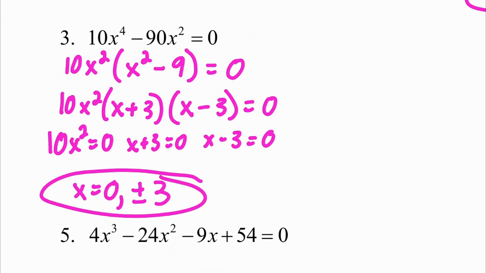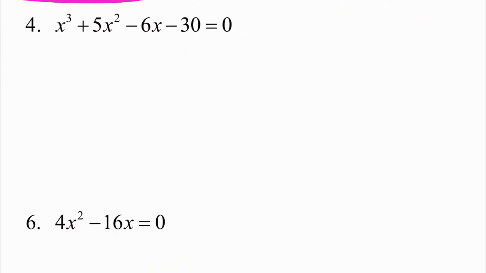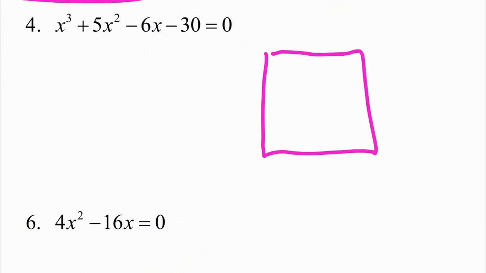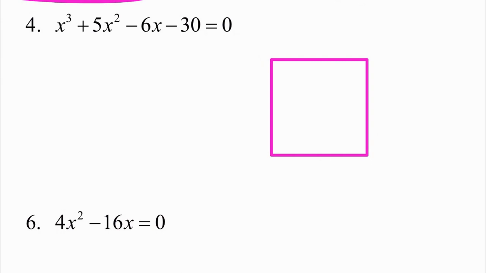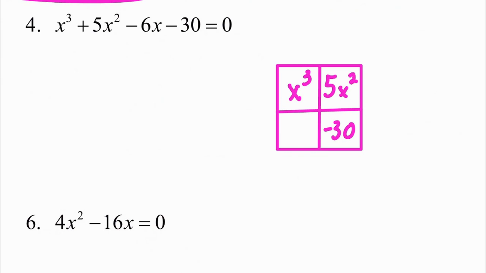Okay. With number 4, we don't have a GCF here, but we do have 4 terms, so we're going to throw that whole thing into the box. We always want to make sure the highest degree is in the upper left and the lowest degree is in the bottom right, and then I go in order, but that's kind of a personal preference.